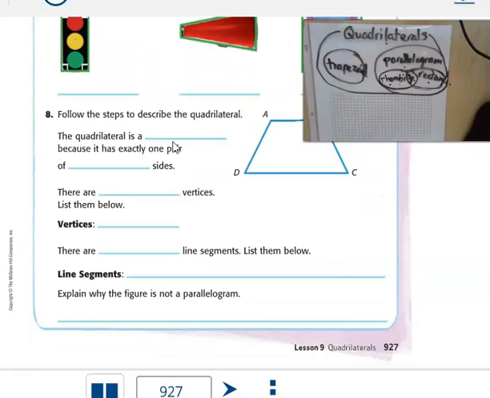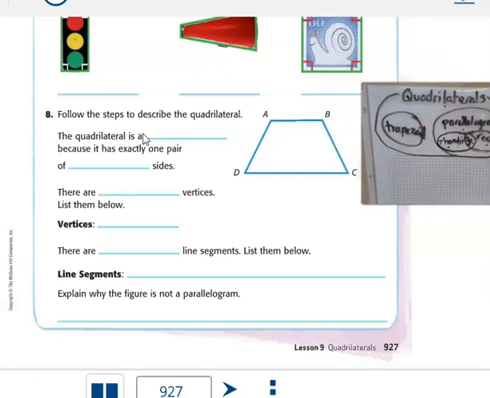Now down here on number 8, there are several steps to this one problem. This quadrilateral is a what? Because it has exactly one pair of something sides. So remember our oddball over here does not have opposite sides equal. It does not have all 4 opposite sides being parallel. It only has this side and this side parallel, and they're obviously not equal.